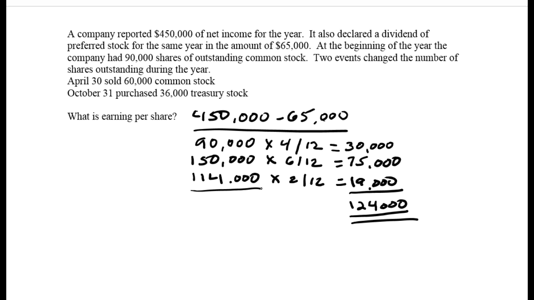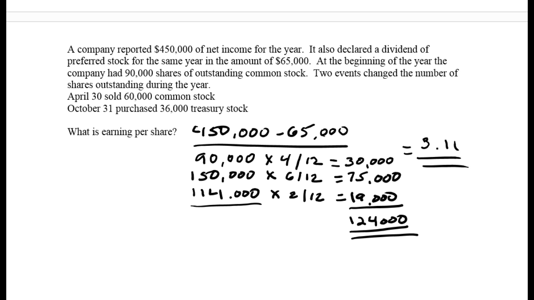Now you can take and finish the calculation. 450,000 minus 65,000 divided by 124,000. Earnings per share in this example equals $3.11 per share. Let's try another example where we change the denominator in yet other ways.